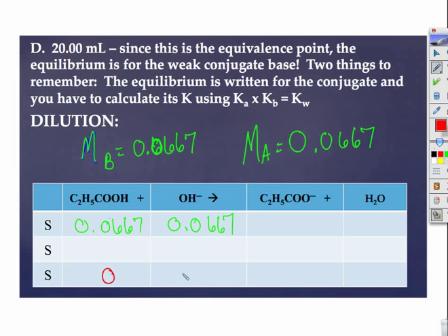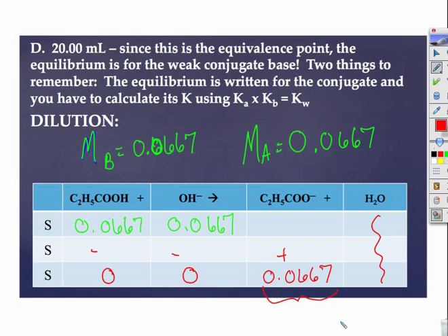For both of those, both of these are going to go to 0, and this is plus 0.0667. All right, start, shift, lost it all, gained it all. All right, now, you can't just follow blindly the math.